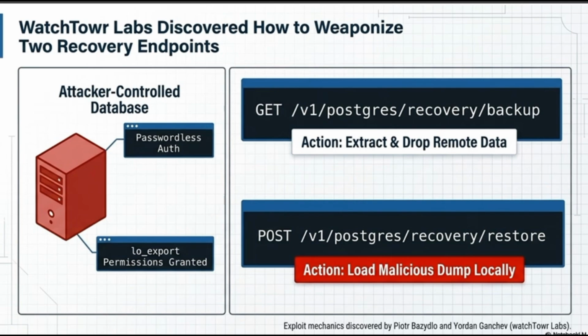Endpoint 2, which is also dangerous, is a POST one, whose location you can see here. It is used to load the database dump, the one that the attacker just smuggled in, into Splunk's local PostgreSQL instance. And there is a critical detail: the attacker's database can be set up with passwordless authentication and a SQL function called allow_export, which already has granted permission. It is a feature that lets you write the content of a database object directly to a file on the server file system.